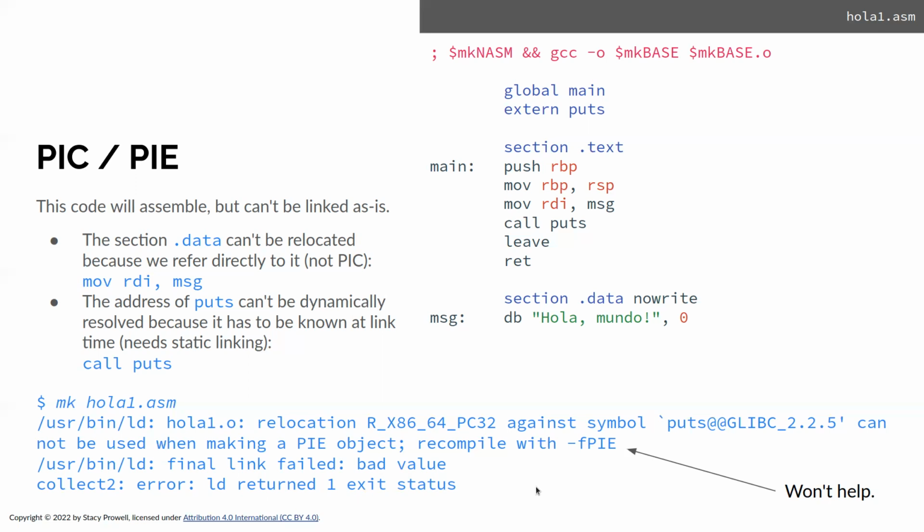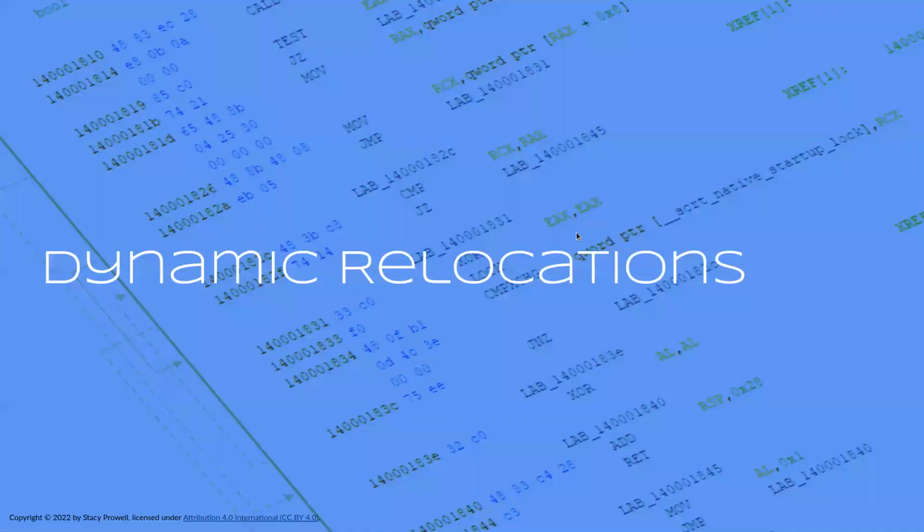Okay. So this is not position independent. How can we make our Hola Mundo program position independent? Well, we've got to figure out how to refer to the message, right? Because we want that to be the address of message, and how to refer to puts because we want to refer to that in a library. Dynamic relocations to the rescue.